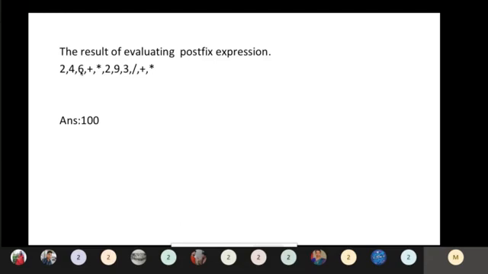So we have an operator, slash. Slash is nothing but, the topmost two elements, you just pop them outside. So 9 and then 3, so you perform the division operation. So you'll be getting 2 and then 3.